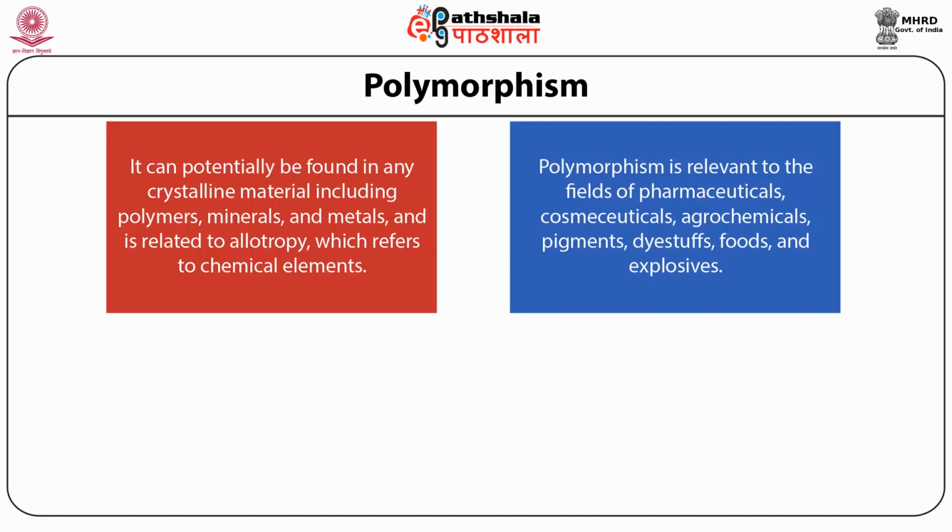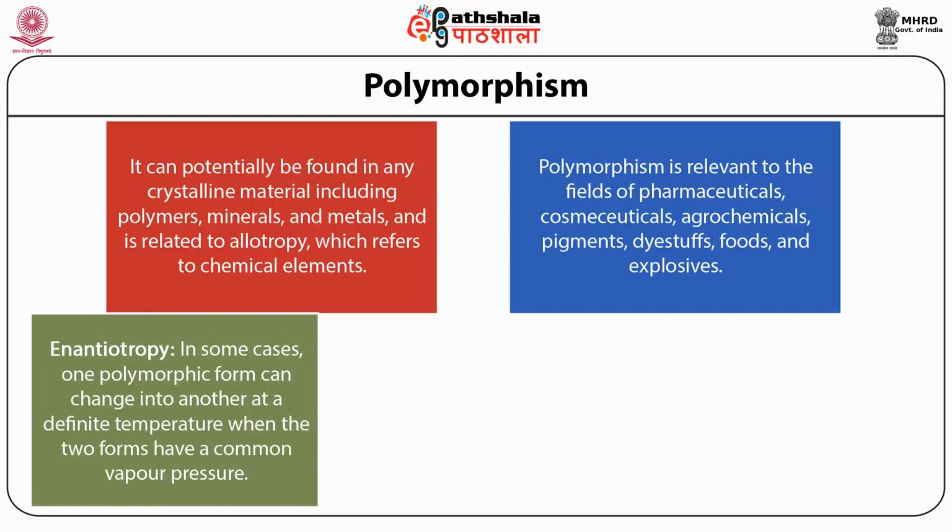Two other terms are also used in polymorphism, which are enantiotropy and monotropy. Enantiotropy: in some cases, one polymorphic form can change into another at a definite temperature when the two forms have a common vapor pressure. This temperature is known as the transition temperature. One form is stable above this temperature and the other form is stable below it.